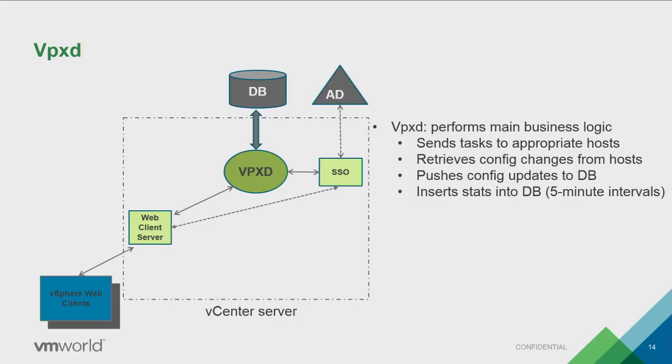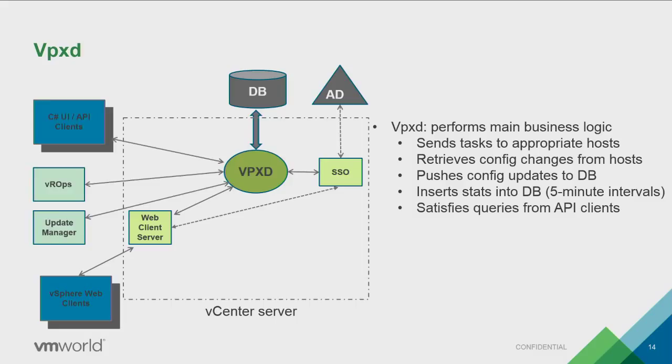VPXD is also responsible for persisting statistics data into the database, and it basically does this every 5 minutes by polling different groups of hosts, grabbing statistics, putting it into the database. So essentially, any task flows through VPXD, stats information flows through VPXD. Okay? And in addition, if you've got extensions that are connected to vCenter, for example, VROps, or if you have some sort of custom API client that you've written, those requests go to VPXD and it satisfies a lot of those. Okay, so it stores the inventory and it does workflow management.